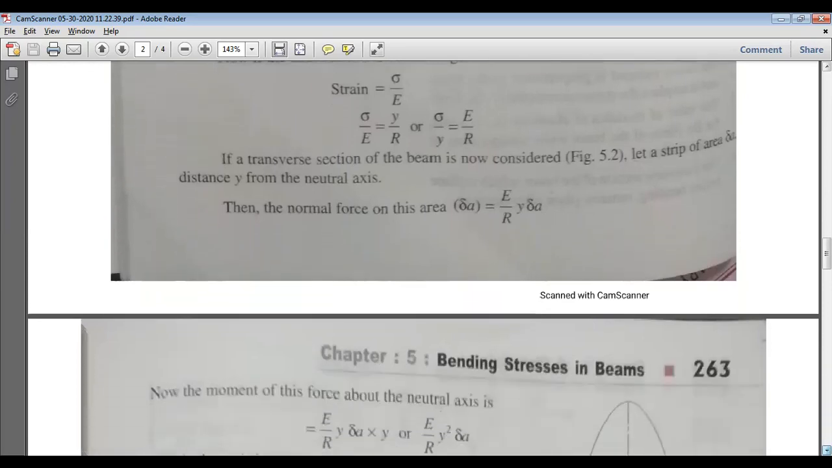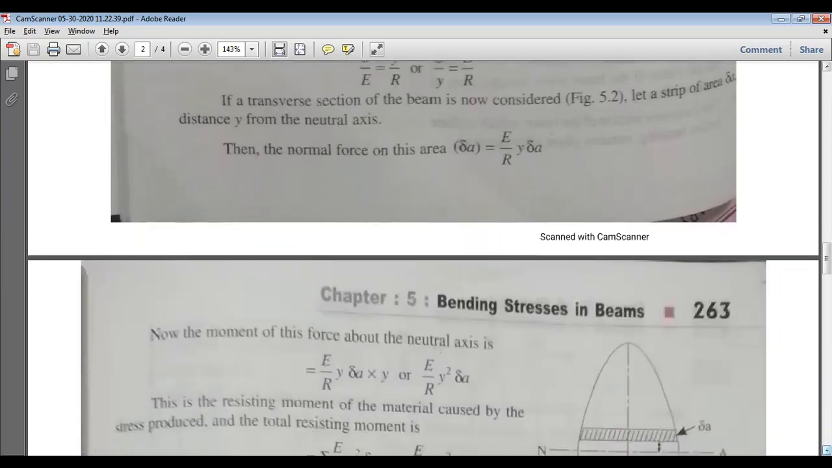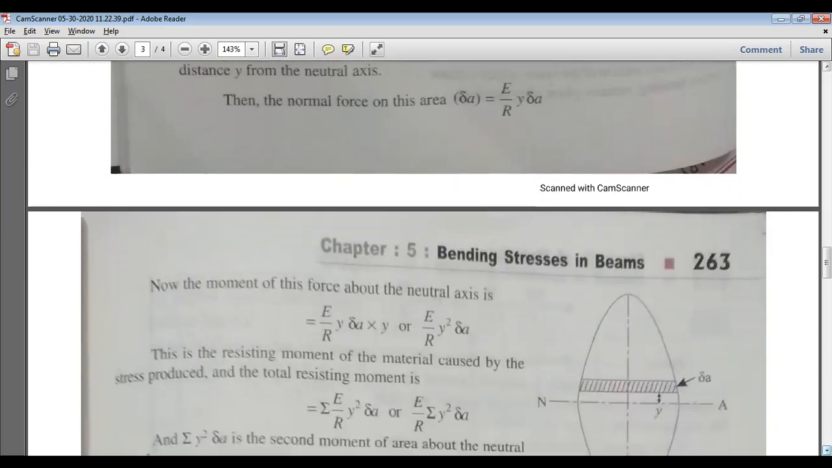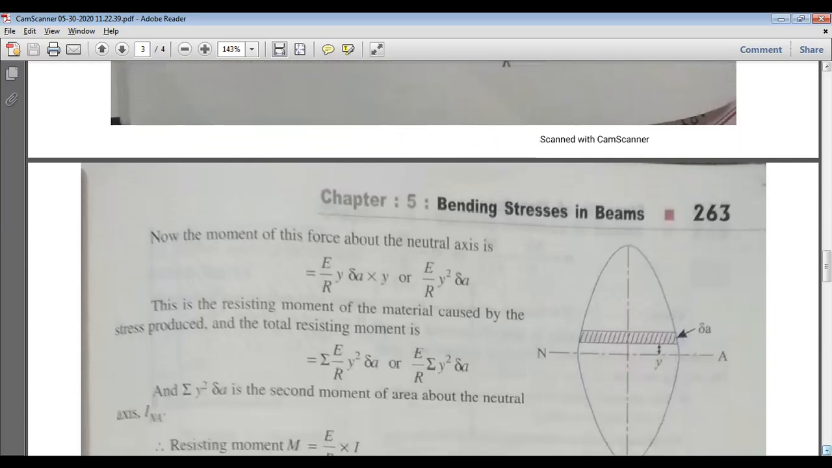Now we have to take the moment. So we'll again multiply it by y, because y is the distance. We know moment is force multiplied by perpendicular distance. So the force we have is E by R y delta A, and then multiplying again by y, we get E by R y square delta A. This is the moment of force that is resisting.